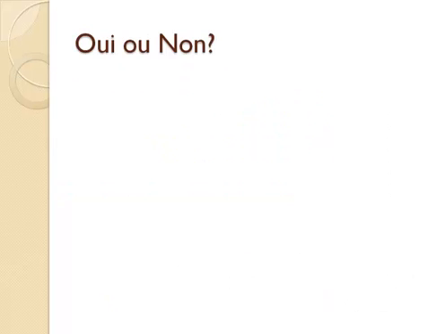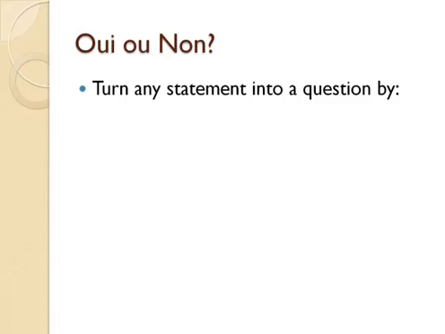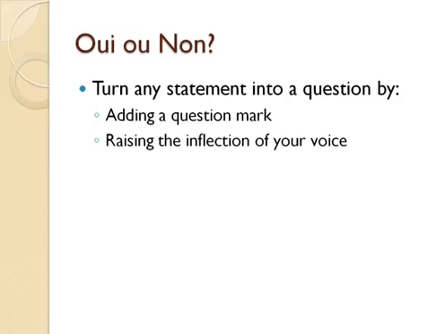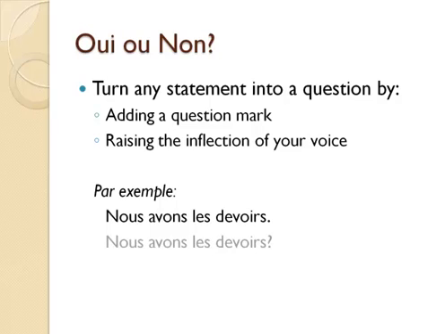Now, if you just want to ask a question where you're going to get a simple yes or a no for an answer, you can simply turn any statement into a question by adding a question mark if you're writing or raising the inflection of your voice if you're speaking. Par exemple, we can take this statement, nous avons les devoirs, and make it a question, nous avons les devoirs, by changing our punctuation. So that's a simple way of asking a question.